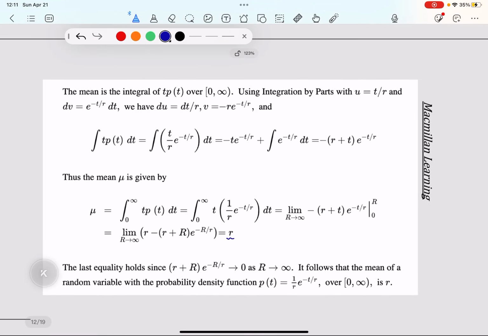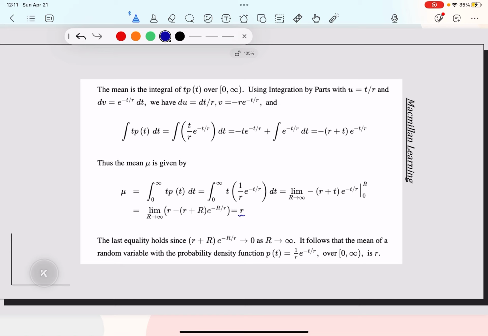Okay. So the last equality holds r plus capital R times e to the negative capital R over r as it approaches 0 and as capital R approaches infinity. So it follows that the mean of the random variable with the probability density function of p(t) over 0 to infinity is just going to be little r, okay? That's how it's kind of integrated into using the exponential values and applying that up here, for example.